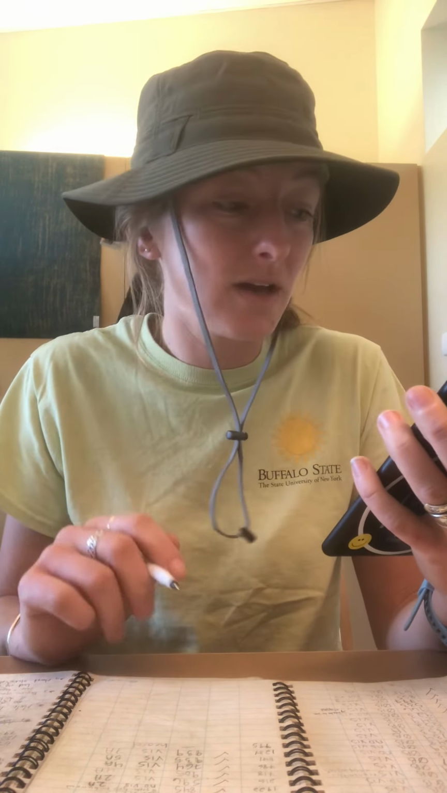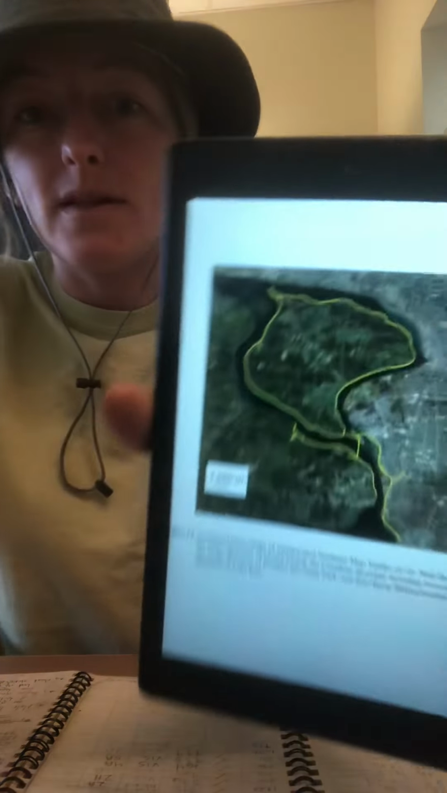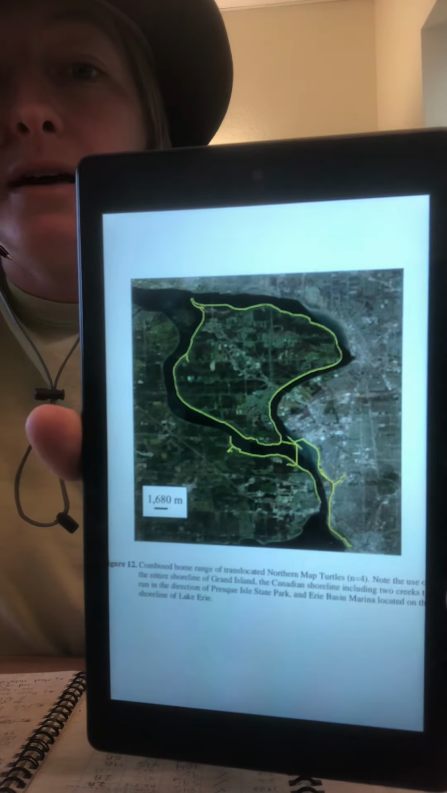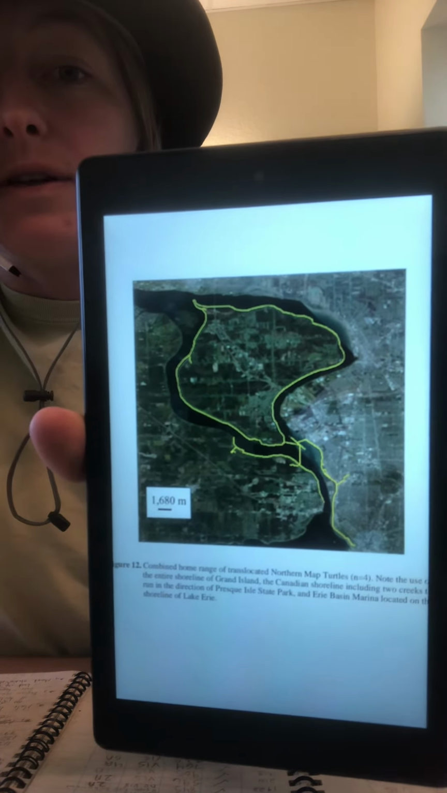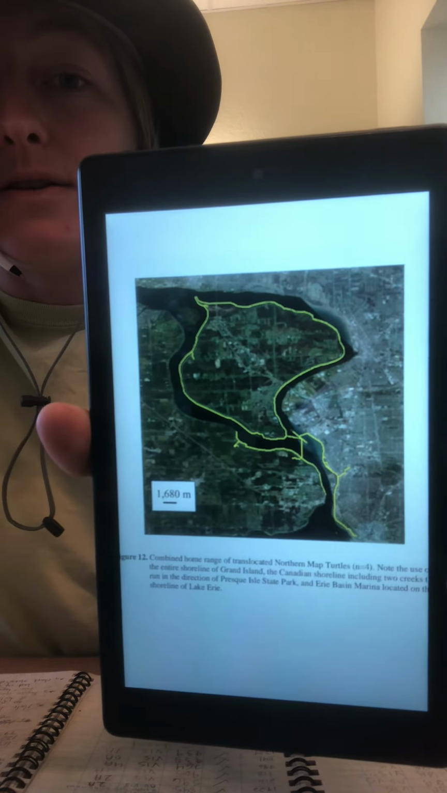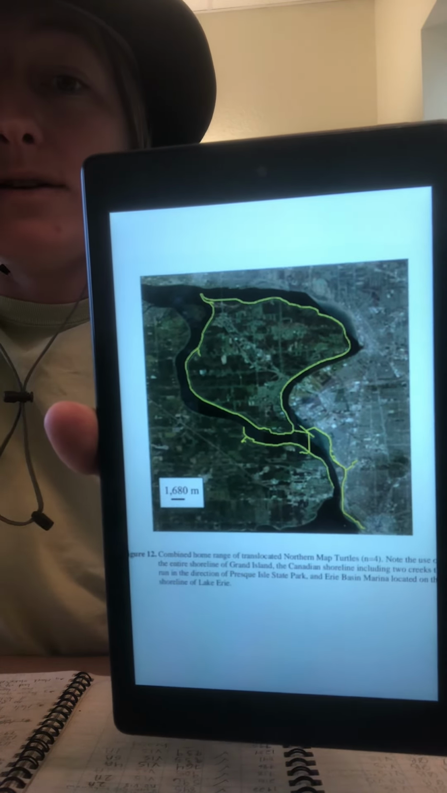Now typically, when you're comparing the movements between resident and translocated animals, you are trying to determine if the translocated animals are exhibiting homing behavior. When an animal gets moved from a certain location, especially turtles, they often try to get back to that location. And that is what I found. So one of my conclusions was that translocated turtles were exhibiting homing behavior. This is a map of translocated movements, or a combined home range. You can see those yellow lines are the paths of translocated turtles.